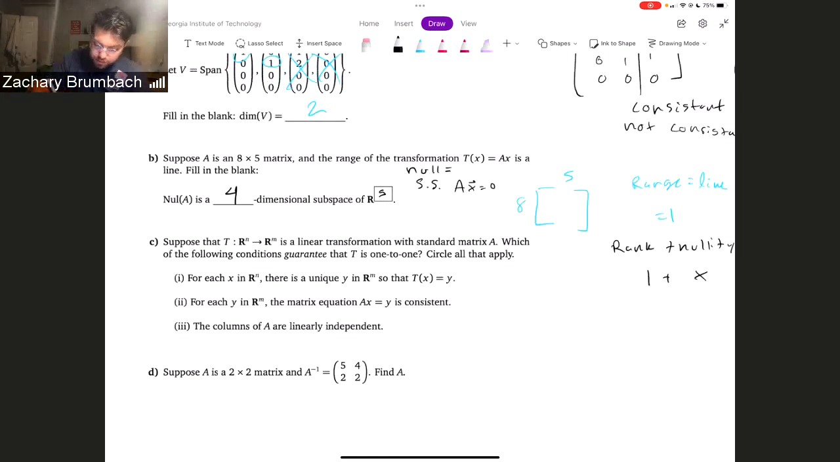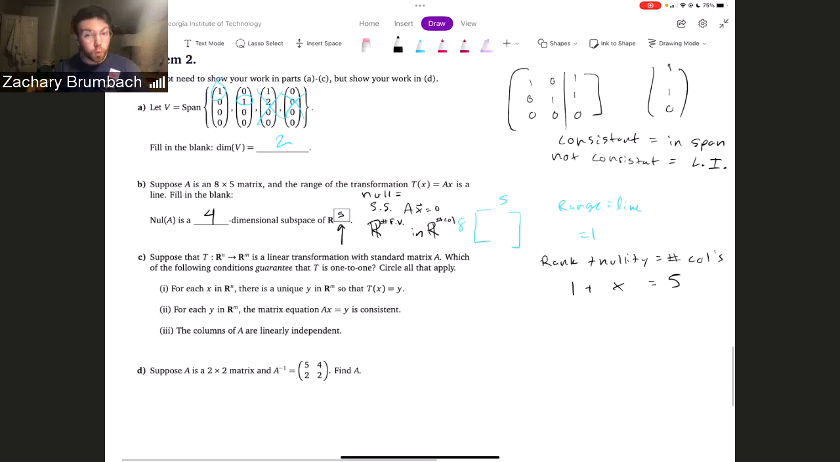So all solution sets are R to the number of free variables in R to the number of columns. The number of columns is 5 in this case. We have to find the number of free variables, but we only know the range. The dimension of the range is how many not free variables we have, that is, the number of pivots. That is 1 because it's a line, and a line is only one dimensional. There's only one way to move on a line. 1 degree of freedom.